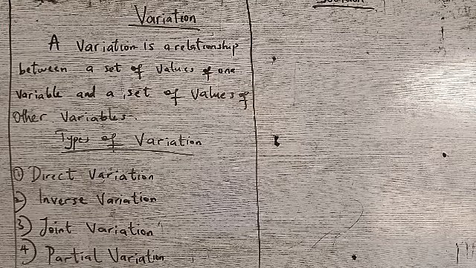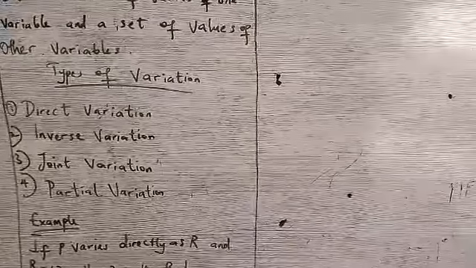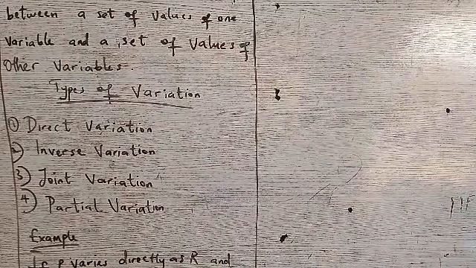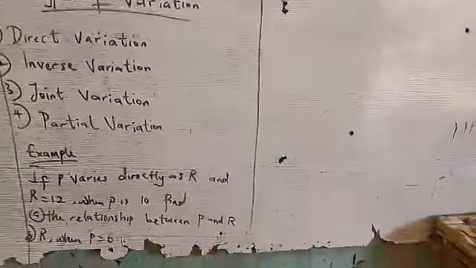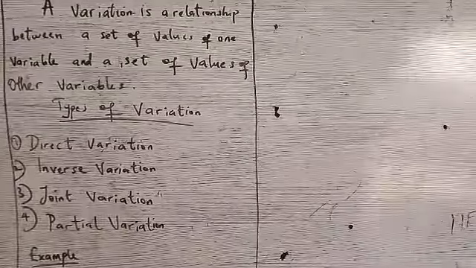other variables. So we have types of variation. We have the direct variation, we have the inverse variation, we have the joint variation, and we have the partial variation. So this afternoon we're looking at the direct variation.